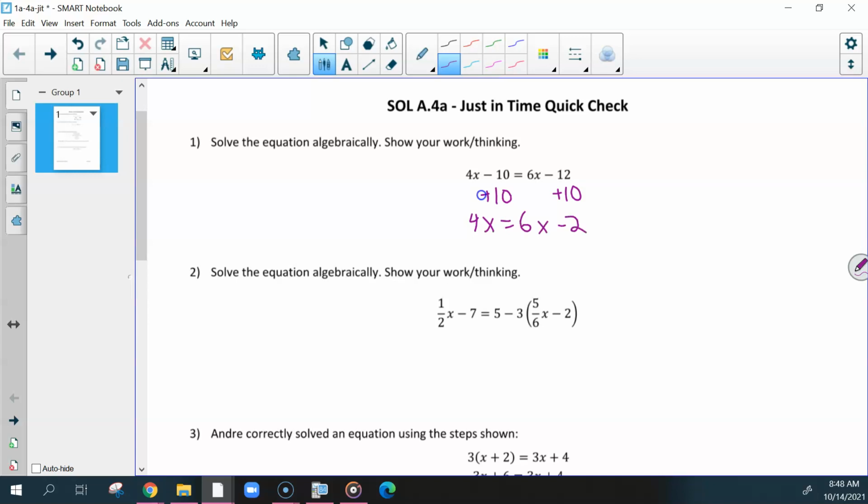So since we moved our 10 to the right, we would now need to move our variables to the left. So we would subtract 6x. You have negative 2x equals negative 2. Divide both sides by negative 2, and you should have gotten that x equals 1. Again, you can solve it a different way, but you should have still got that same answer.